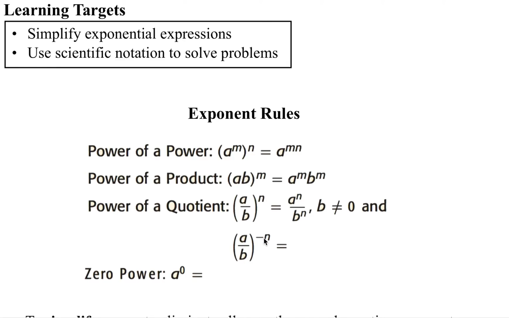And when we have a negative exponent here, we have two options. We can raise each thing inside to the negative exponent, or we can flip the numerator and denominator and raise it to the positive exponent. Most often we'll use this one. We'll flip the numerator and denominator and then write it to the positive exponent. And the zero power: anything to the zero power is equal to 1.